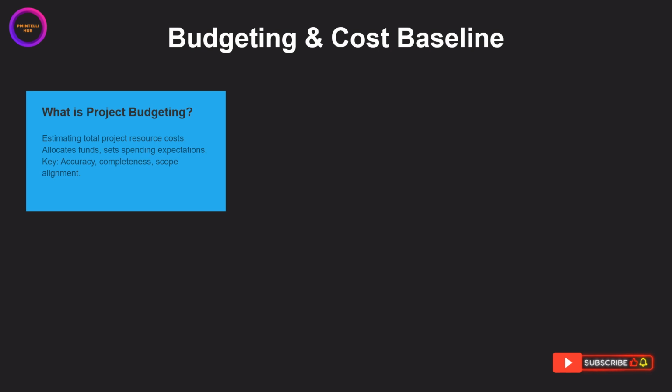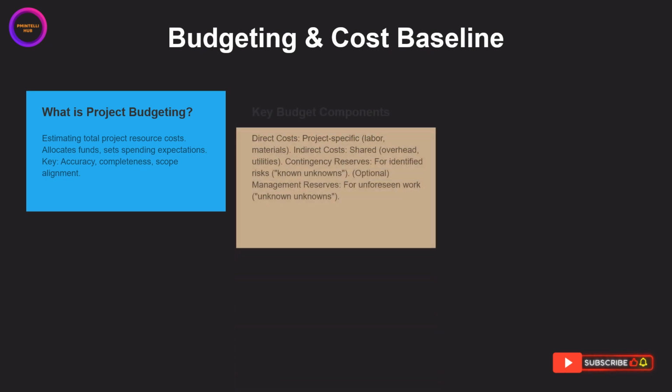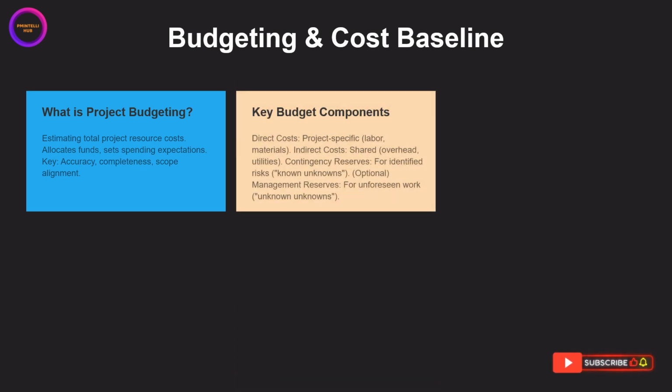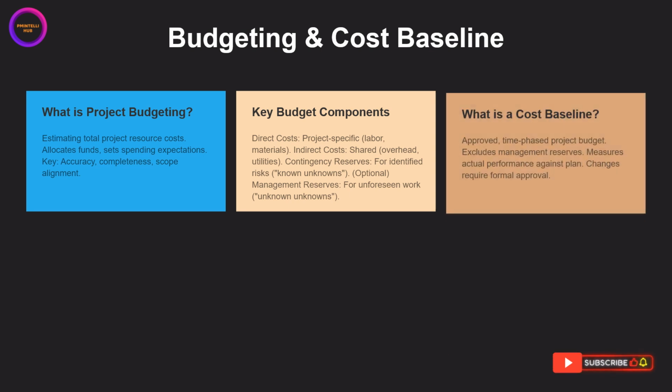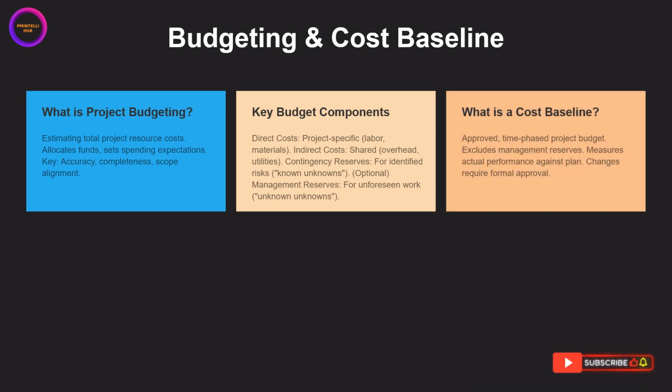Next, what are the key budget components? We'll break down the different types of costs, including direct costs like labor, indirect costs like overhead, and contingency reserves for identified risks. Then, what is a cost baseline? This is the approved, time-phased budget that we measure our performance against. It's important to note that it excludes management reserves, and changes require formal approval.